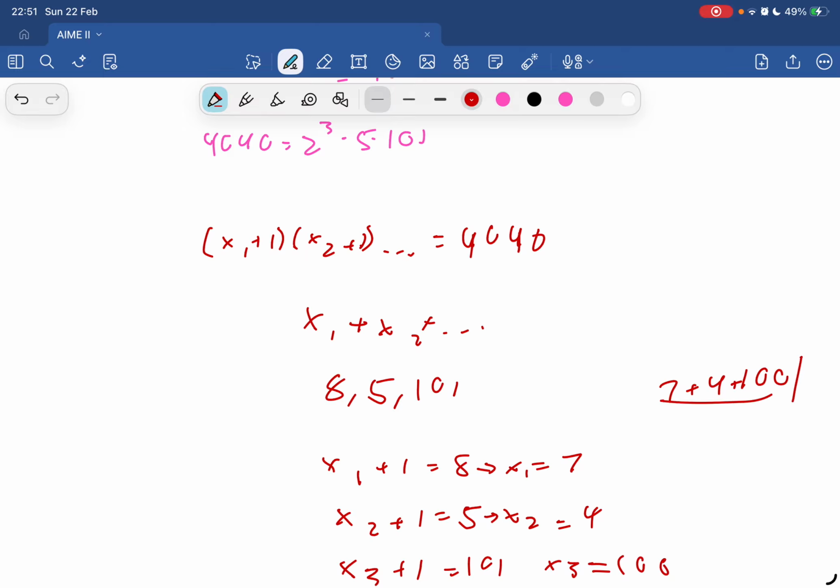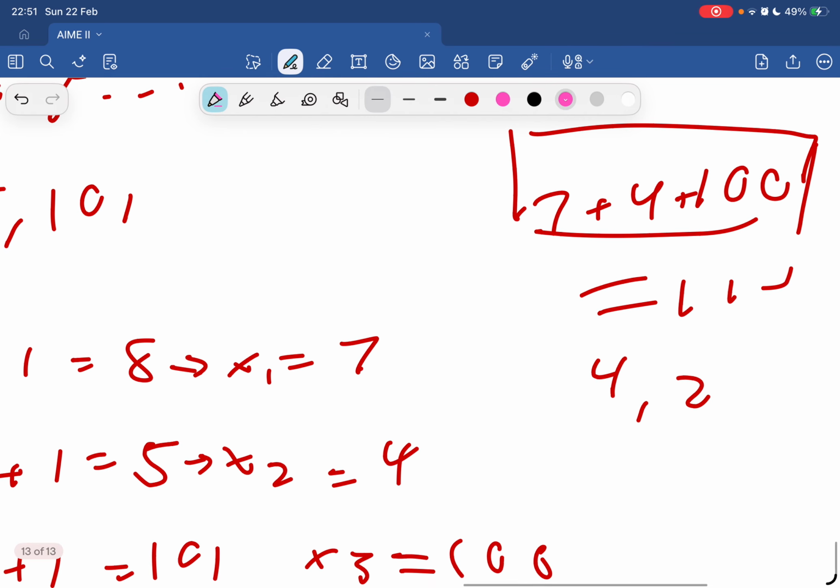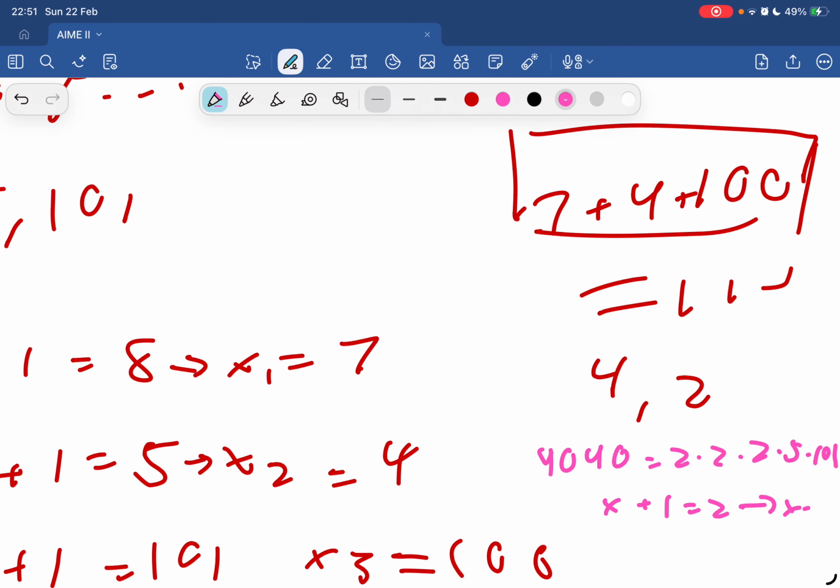But that's not the answer, because 8 can be broken into 4 and 2. Now, since smaller factors reduce the total x sum, a better factorization of 4040 would be 2 times 2 times 2 times 5 times 101. So now, x plus 1 equals 2, therefore x equals 1.